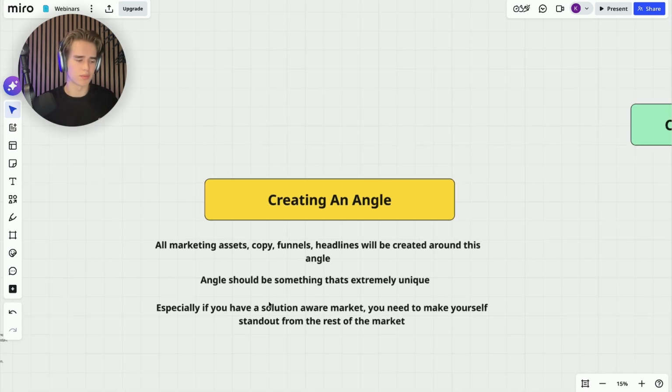So just for an example, let's say that you have a solution aware market, right? You have a lot of other coaches in your market that teach the same thing. You need to position yourself as an authority, as somewhat different to these other coaches with this angle. You can say, let's say, I've spent over 400k on this topic and I'm exposing all the secrets I know, or exposing the biggest lies in the XYZ industry, why the AI bubble is going to collapse and why this method works.